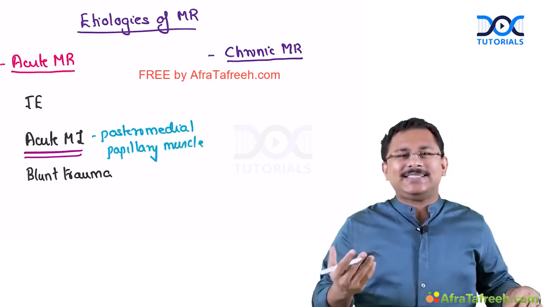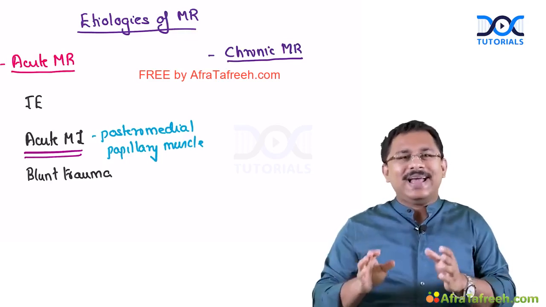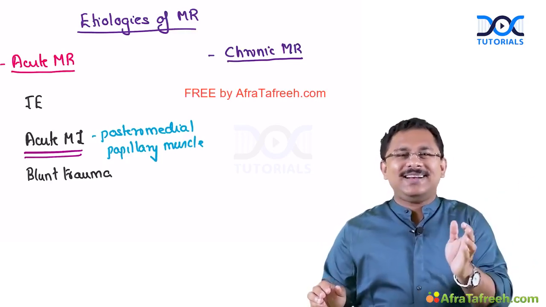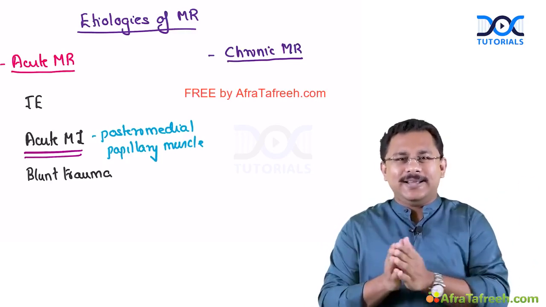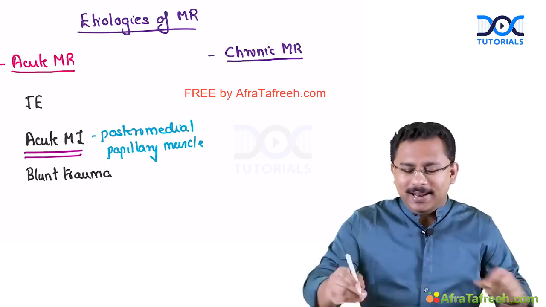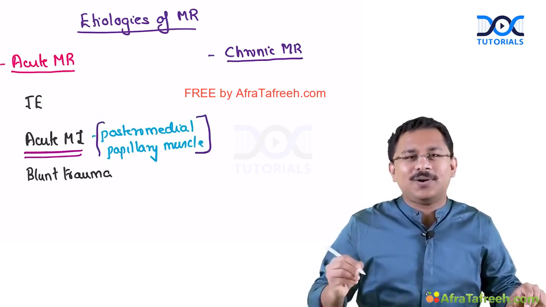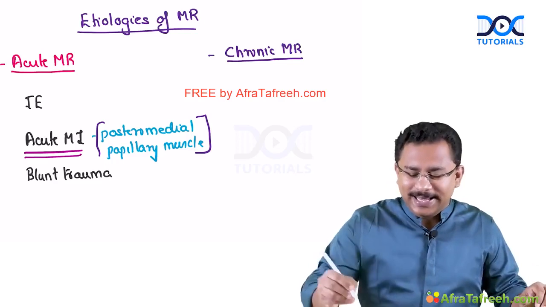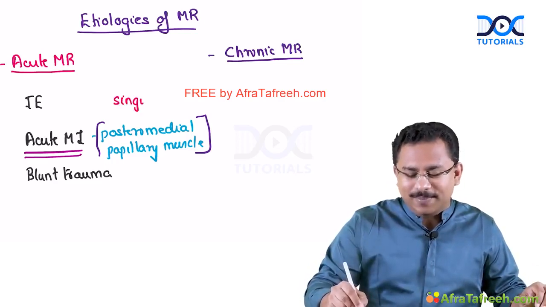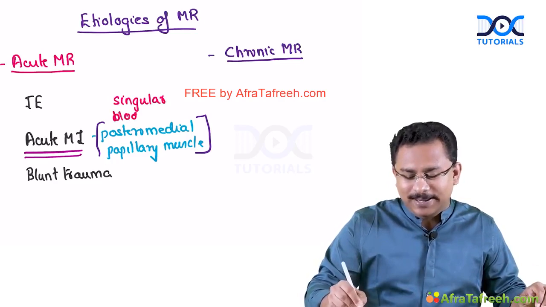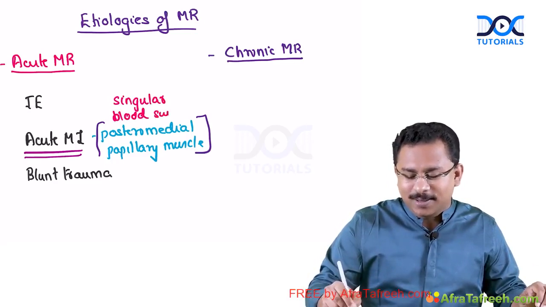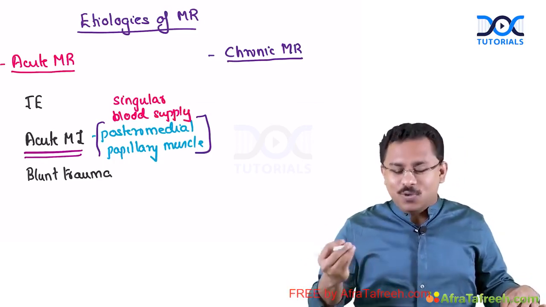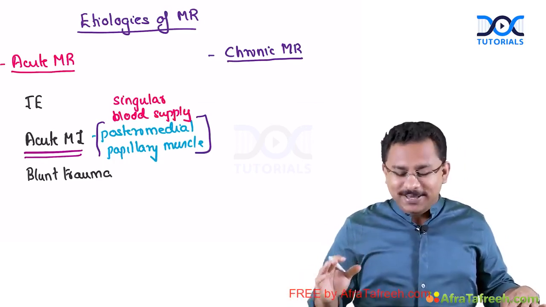Now, if you ask me what the exact reason for this is, remember the anterolateral papillary muscle is supplied by both the left anterior descending and the circumflex arteries, whereas the posteromedial papillary muscle that we are talking about is supplied only by the right coronary artery. So I can say that the posteromedial papillary muscle has a singular blood supply, a single source from the right coronary artery, which means it is more susceptible. That point is very, very important.